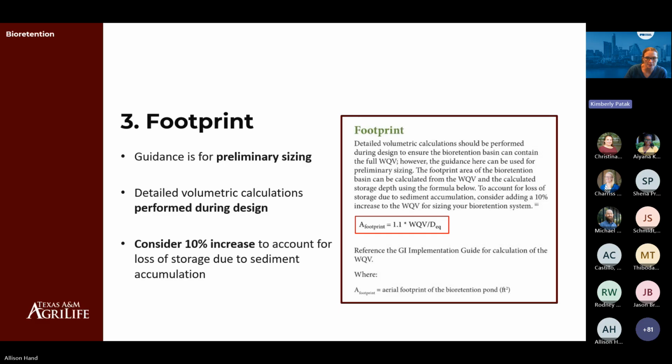Something to note here is that the design at any site is definitely an iterative process. These are equations that are provided to get you going in the right direction, but there are different knobs that you can twist depending on your site conditions. The preliminary footprint is developed by taking the water quality volume of the site divided by the equivalent storage depth that we calculated in step 2. The calculation for the water quality volume is provided in the implementation guide that Sheena stepped through, and that value is increased by 10% to account for sediment accumulation over time.